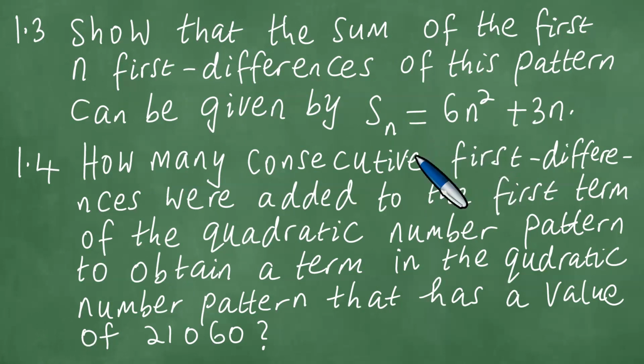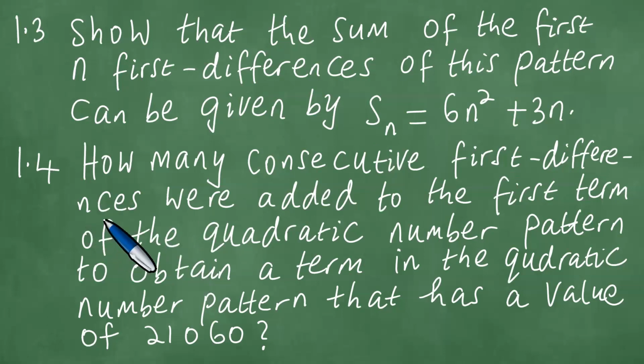Using the summation formula, because we have to show that the sum of the first n first differences, because now we're dealing with the first differences, they form an arithmetic progression. So they form an AP, arithmetic progression.